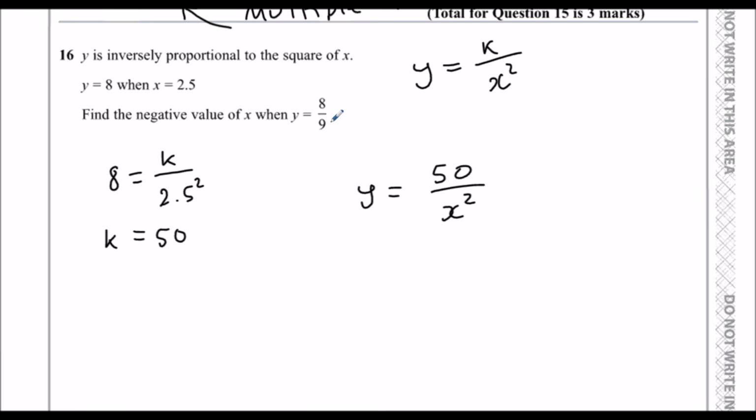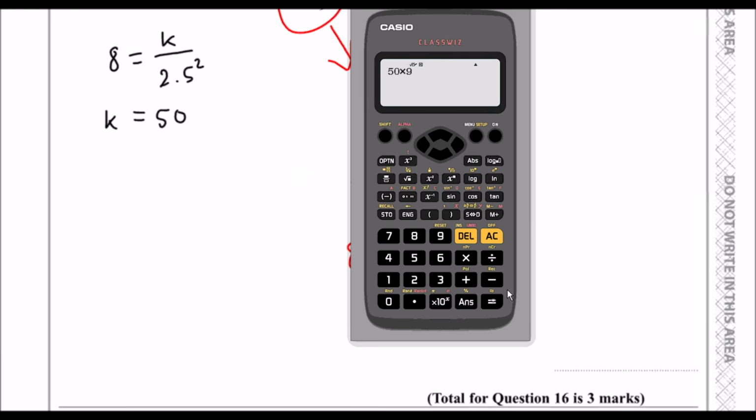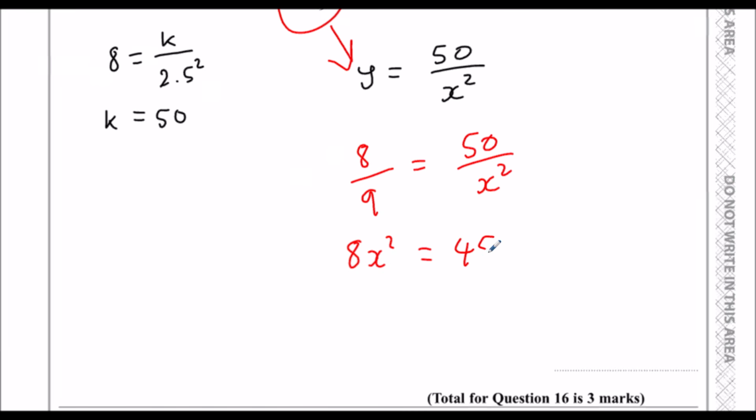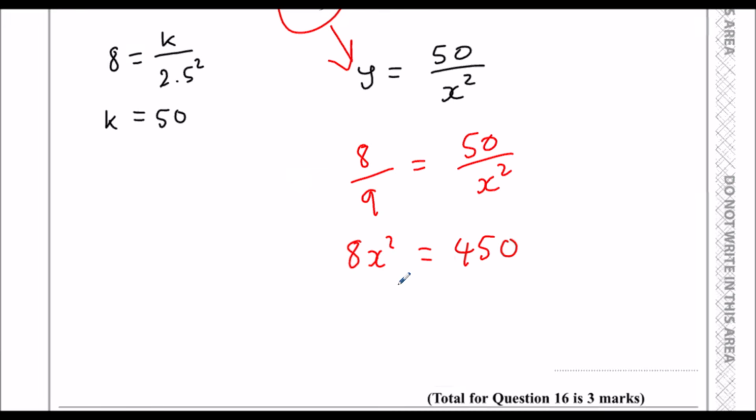So we're going to change y into 8/9. So 8/9 is 50 over x squared. We want to get rid of these fractions. So let's multiply both sides by x squared and multiply both sides by 9 at the same time. So that will get rid of the fractions. So 8x squared equals 50 times 9, which is 450. We want x squared by itself, so divide both sides by 8, which is 225 over 4.